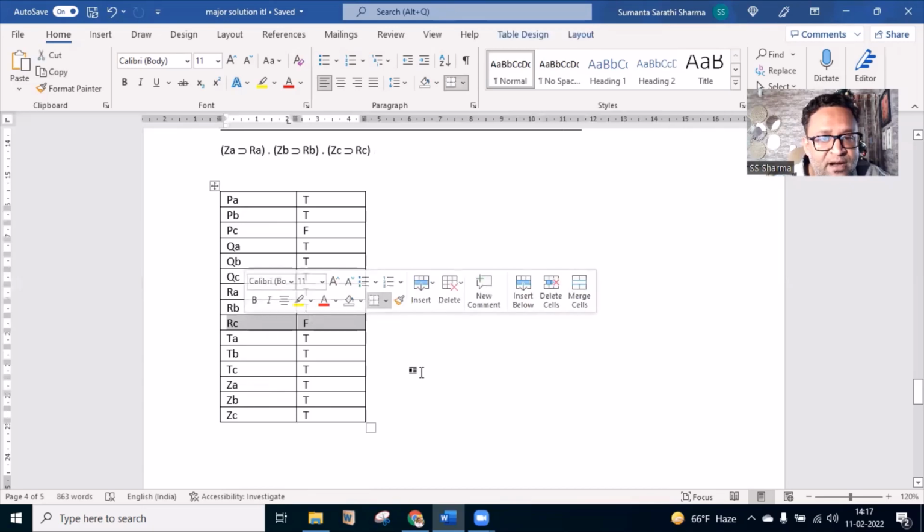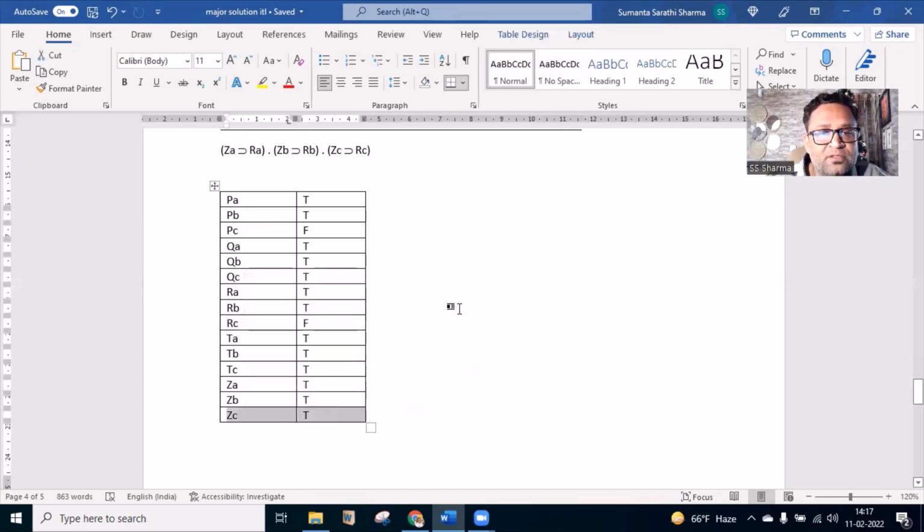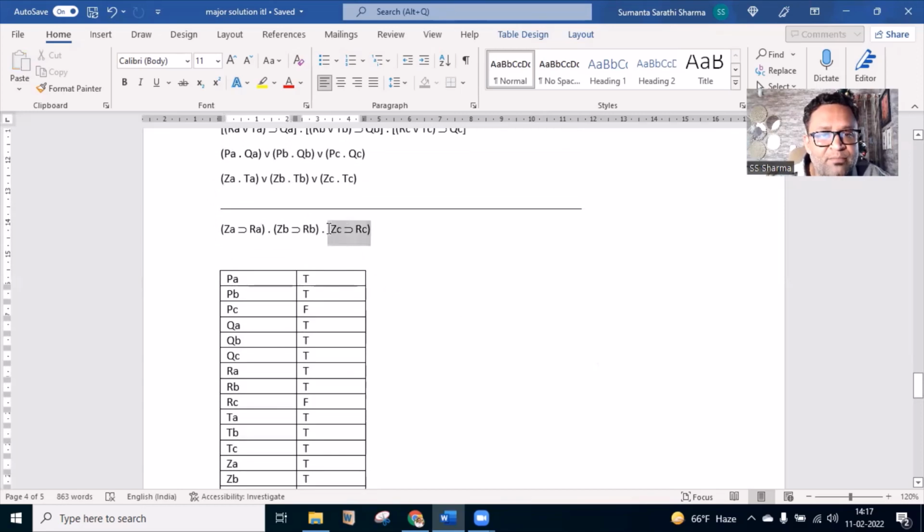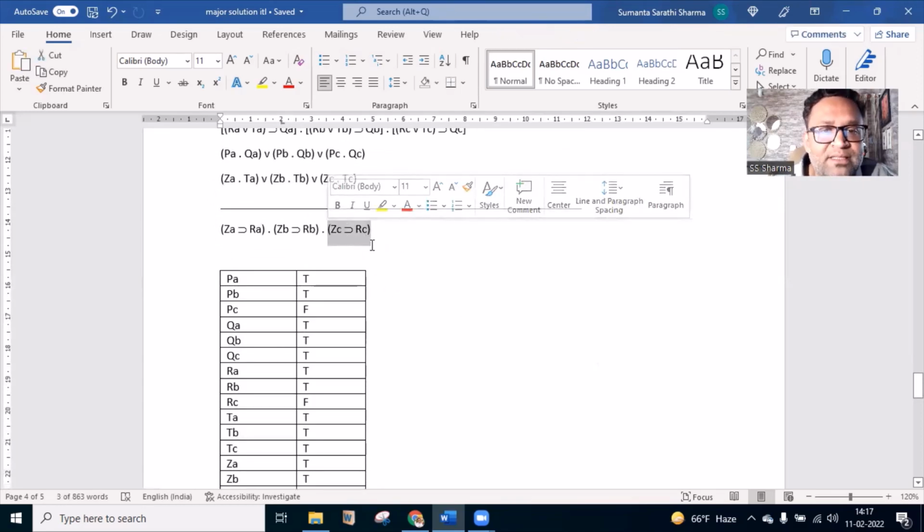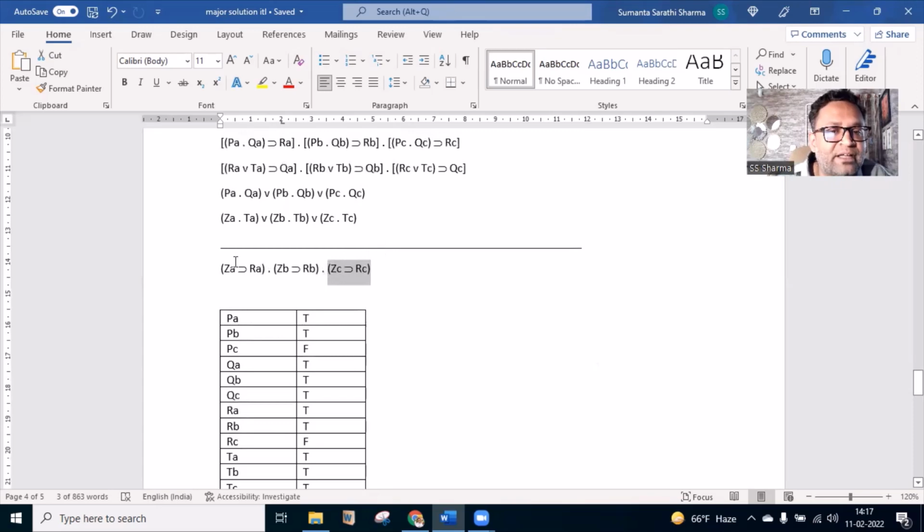Here you can see that RC is false. However, in this place, ZC is true. So this will make this part false. Once this part is false, it precisely means that everything will become false. Now we are keeping the rest of the values in our hand so that we can keep it.